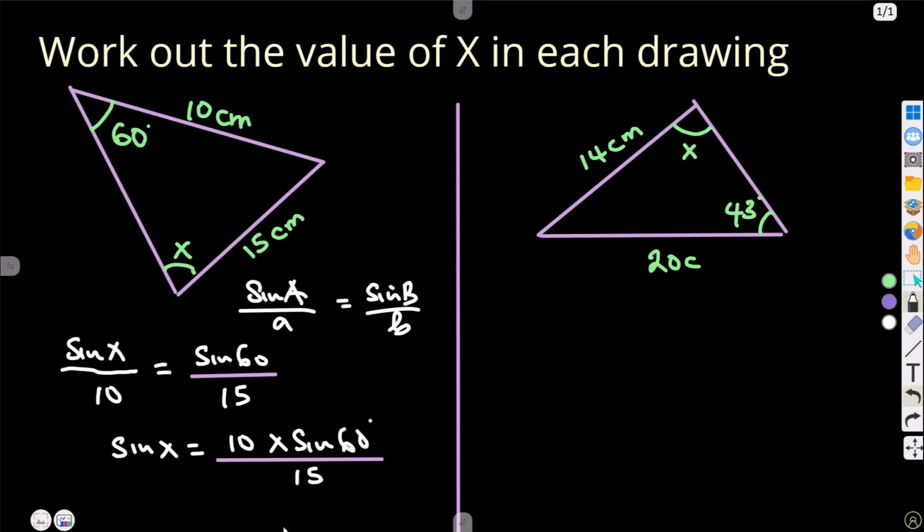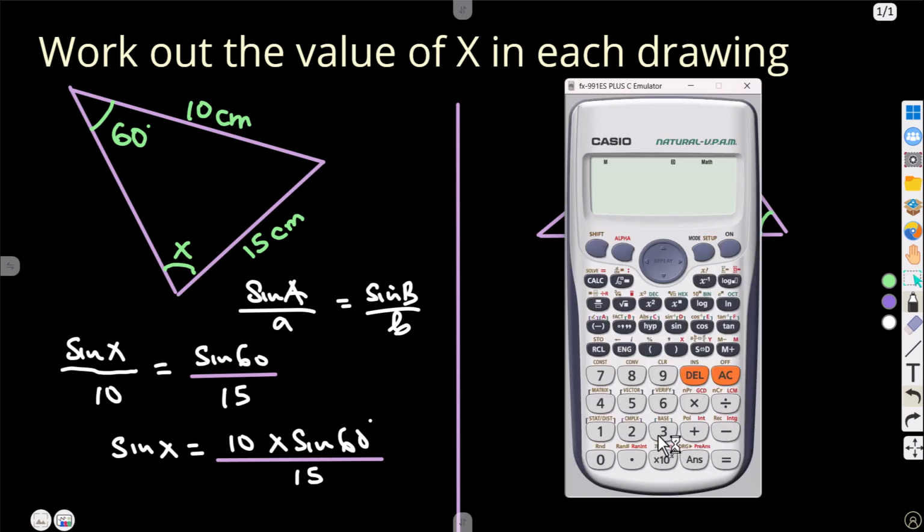All right, so we're going to see how we get this solved. I'm going to multiply 10 times sine 60 and divide it by 15. So I'm going to have 10 times sine 60, and divide that by 15. You get this number, 0.5774. And to find the angle x, I will need to do the sine inverse of this.